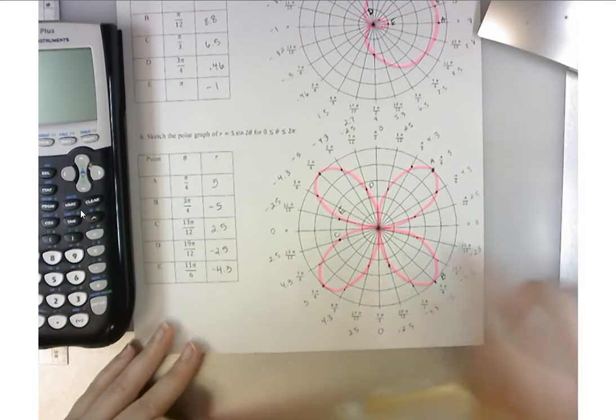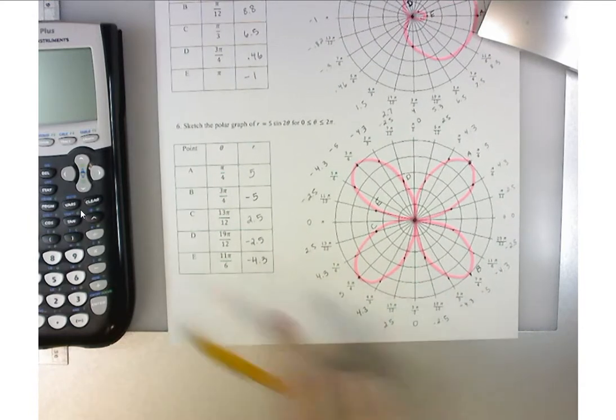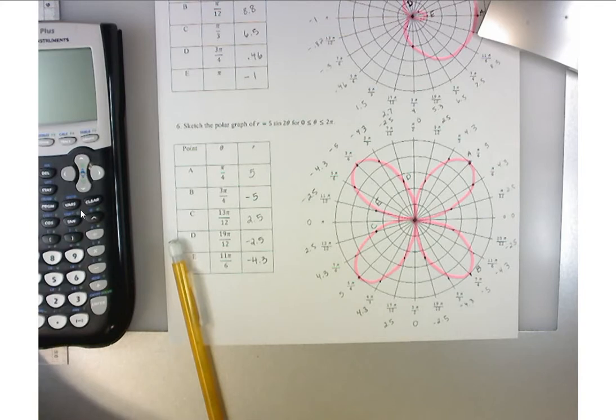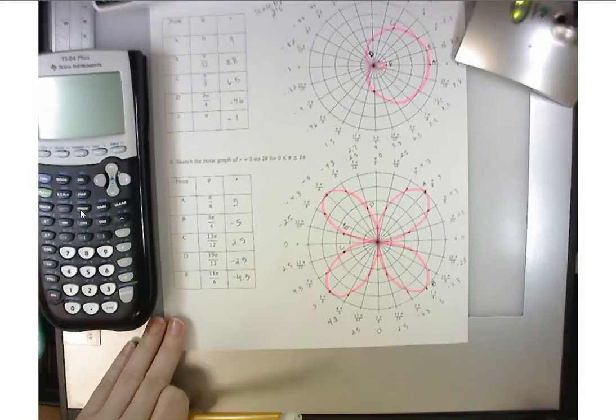How did you guys do at labeling this one? Because this one was a little more difficult to label. So make sure if it's negative, you're going across the circle. What questions do you guys have for me?